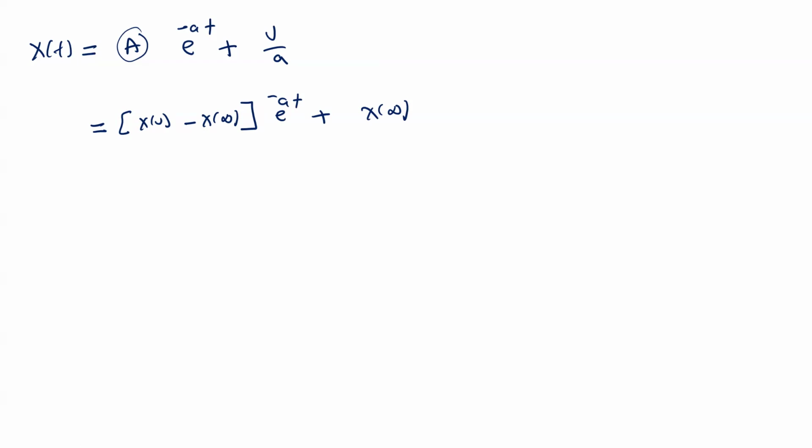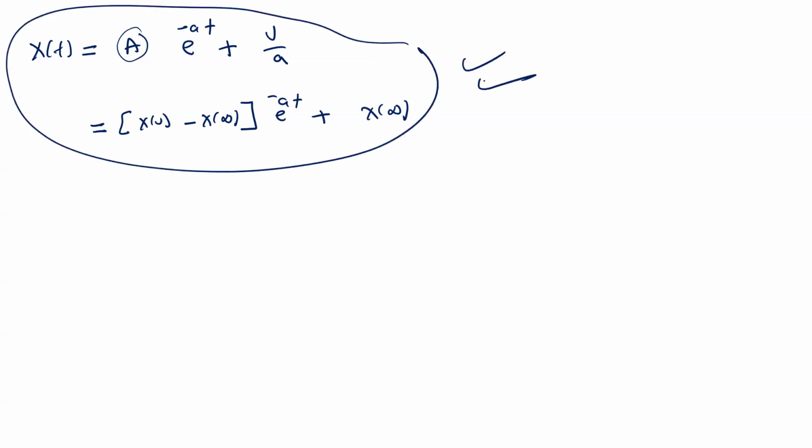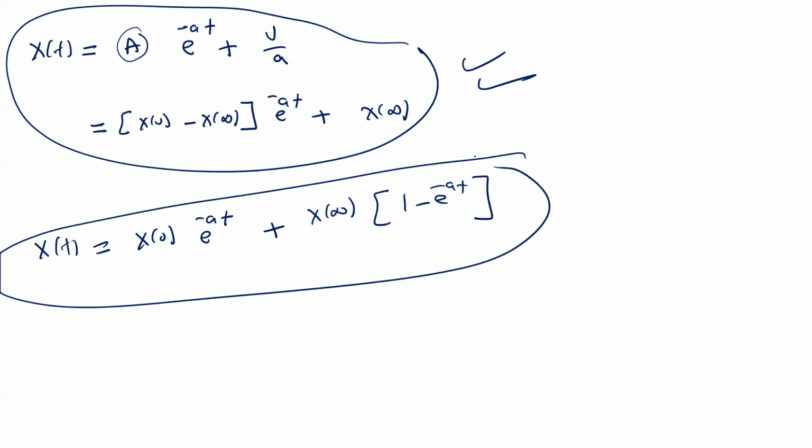Okay? So yes, you can write the equation this way. This is one way, this is a very important equation. We're going to use it all the time. I can rewrite this equation in a different way. I'm going to do a simple manipulation here. I can say x of 0 times e^(-at) plus x of infinity times (1 minus e^(-at)). This is another form of this equation. So these are two very important equations.